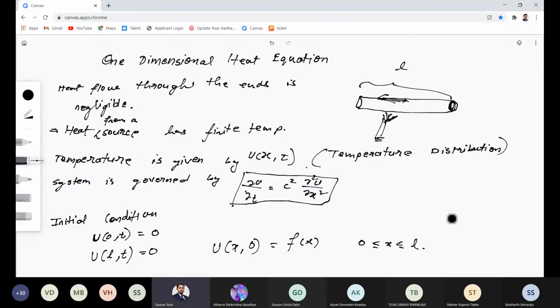When we solve this one-dimensional heat flow equation under these assumptions, we get a most general solution. I will write the most general solution in the top corner, because everything depends on this. If you even write down the most general solution, you will get 1 mark, even in theory exams.